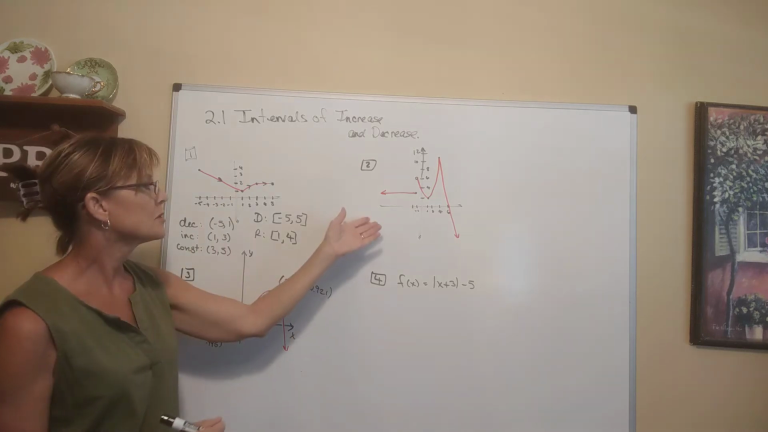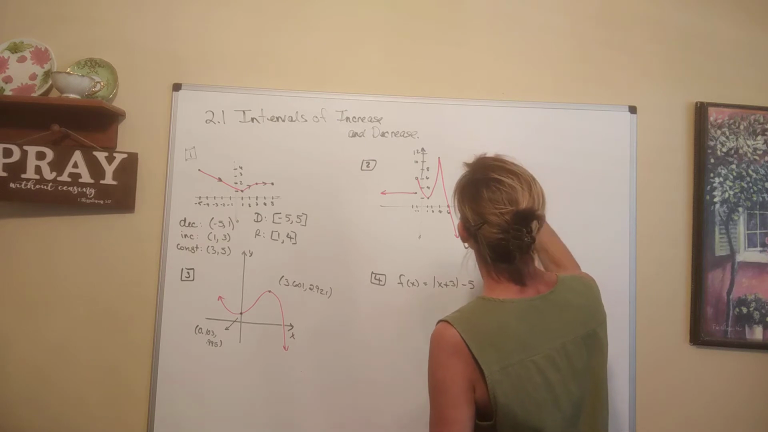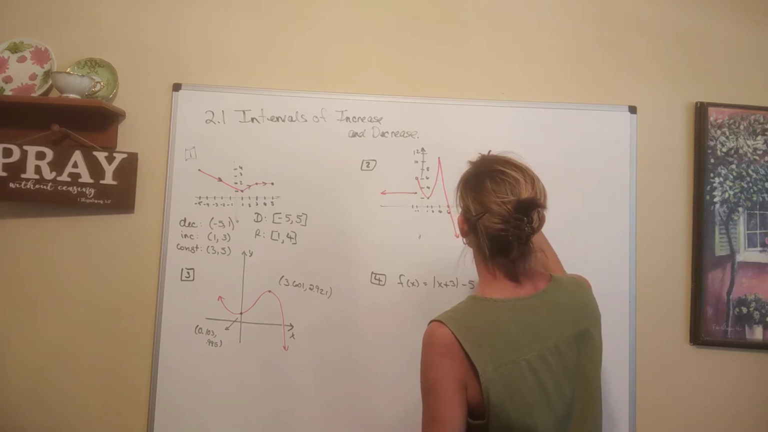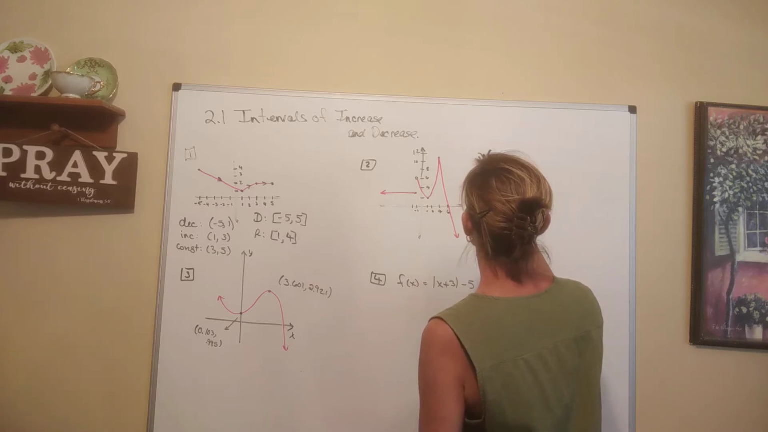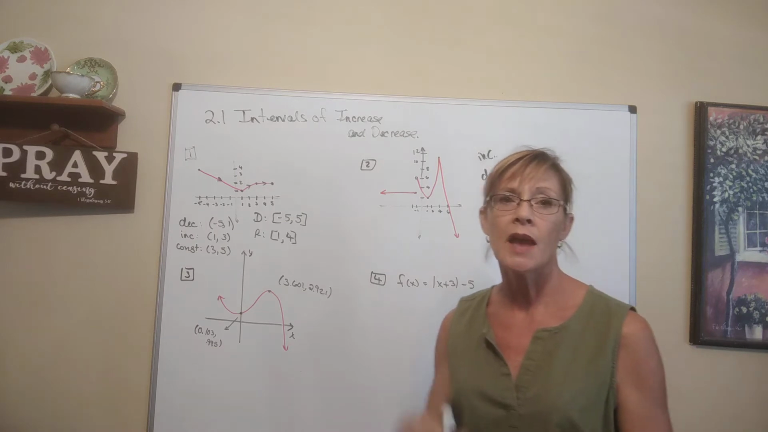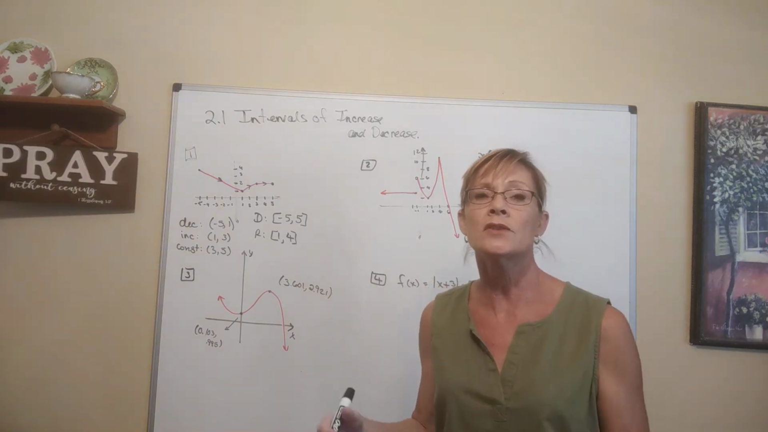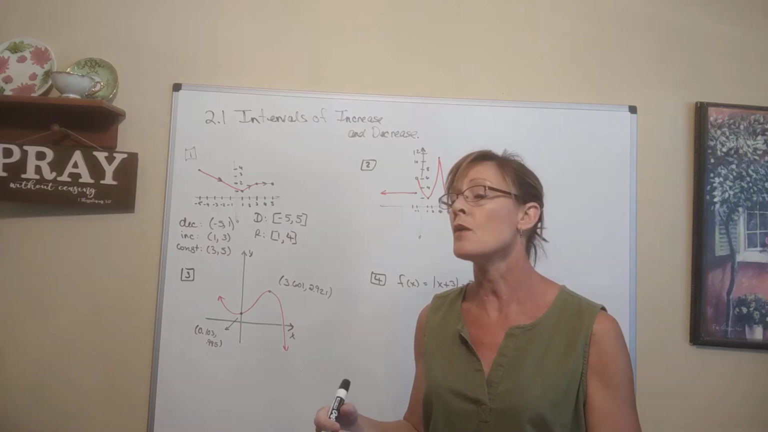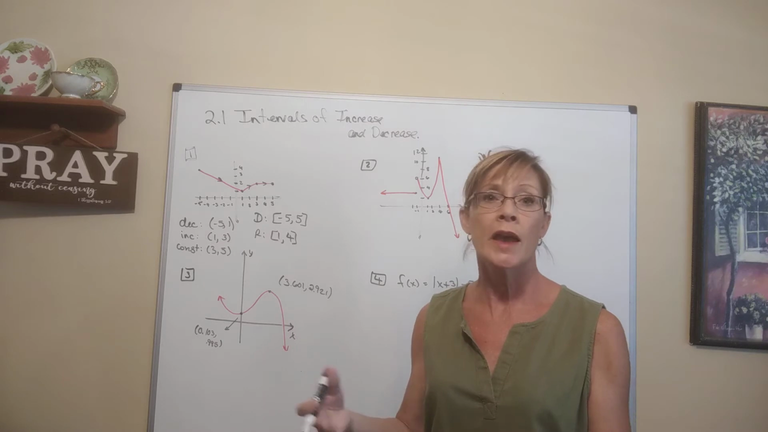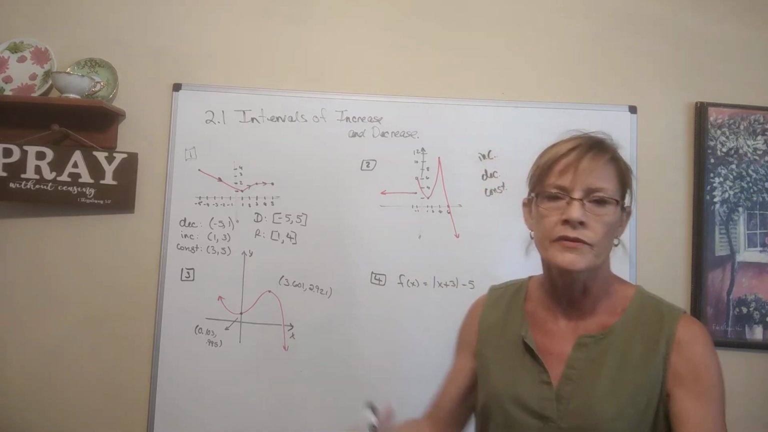All right, let's do number 2. Where is this function increasing? What are the intervals? Where is it decreasing? And are there any constant intervals? Now, just so you know, a function is not obligated to have an increase, decrease, and constant interval. It doesn't have to have all 3. Some functions are always constant. Some are always increasing. Some are always decreasing. Some have 2 categories.